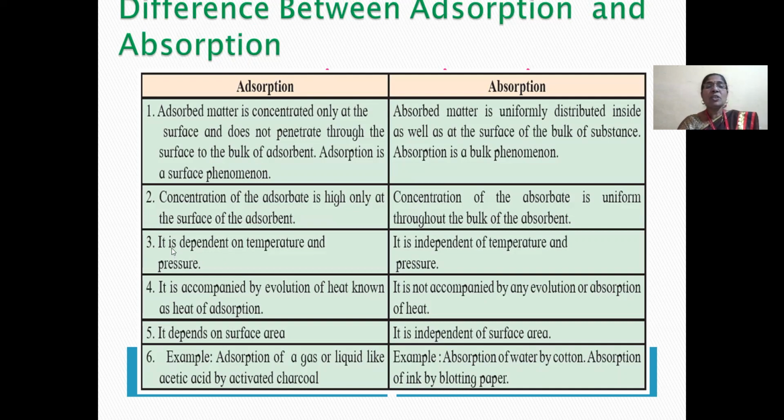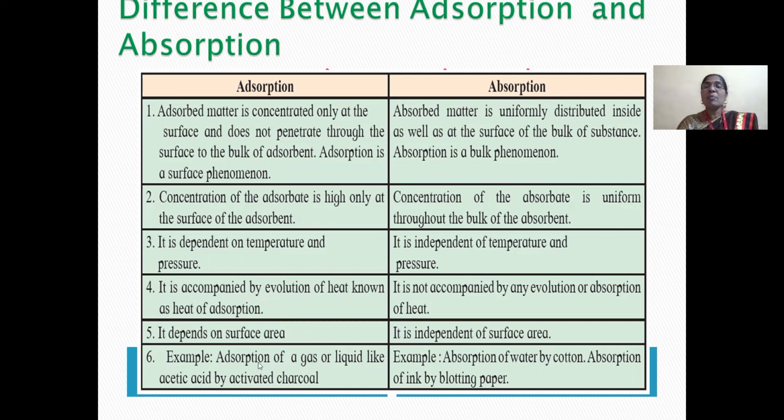Third one, adsorption depends upon temperature and pressure. Absorption is independent of temperature and pressure. Number 4, adsorption is accompanied by evolution of heat, known as heat of adsorption. Absorption is not accompanied by any evolution of heat. Next, number 5, adsorption depends upon surface area. Absorption is independent of surface area.